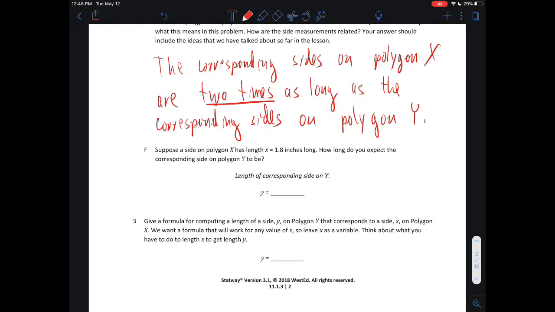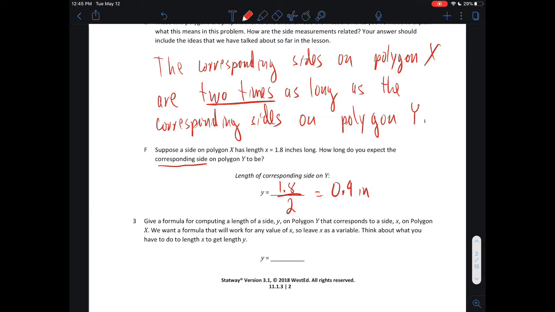So part F. Suppose a side on polygon X has length x equal 1.8 inches long. How long do you expect the corresponding side on Y to be? Well, if the sides on X are 2 times as big as the sides on Y, then how would you get the corresponding side on Y? Well, you'd have to cut it in half. 1.8 divided by 2. And that gives you 0.9 inches, right? Because x equal 1.8 is definitely twice as big as y equals 0.9.